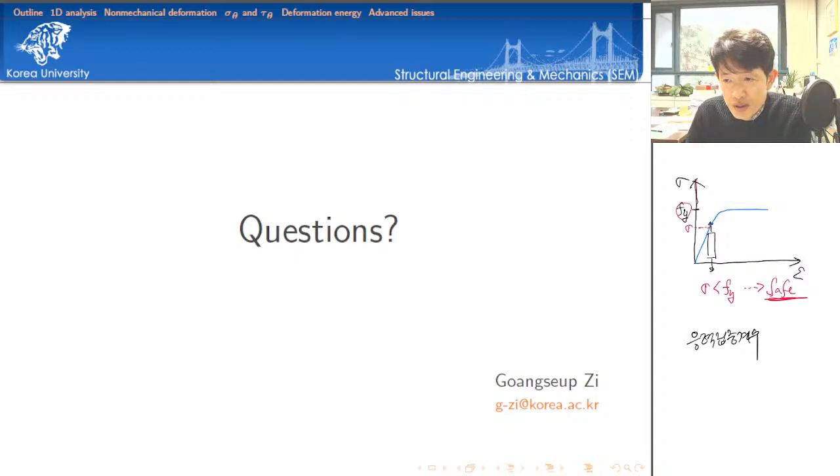Do you have any questions? So I hope the discussion regarding the deformation energy would be very useful for you. You can obtain a general overview regarding the energy issues. There are various different forms of energy approaches, but the starting point is always the same. We need to consider the energy balance between two different forms of energy.